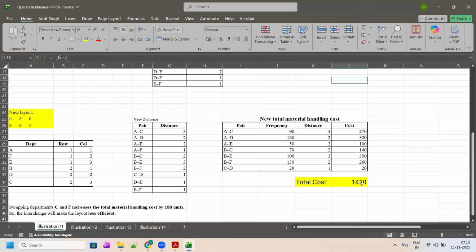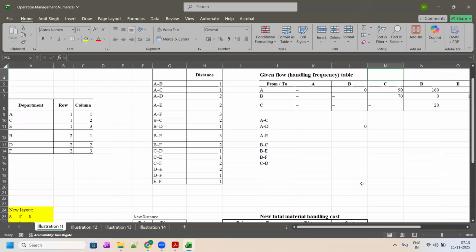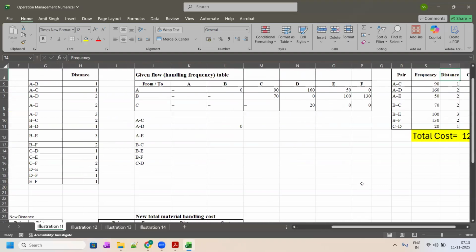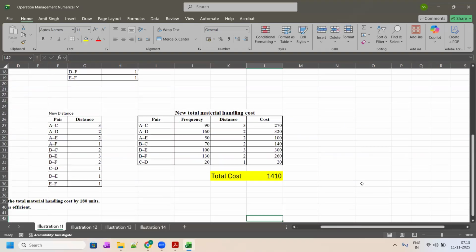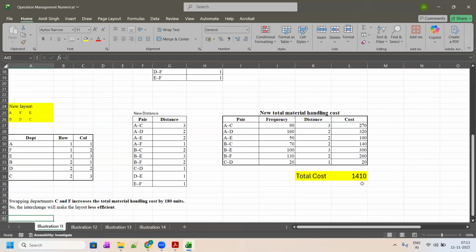Earlier the total cost was 1230, and now your cost is 1410. So with this you can easily understand that when you swap departments C and F, your total handling cost has increased by 180 units. So interchanging the layout does not make any sense. It won't be ideal if we interchange the departments.